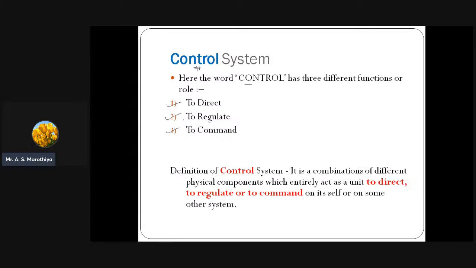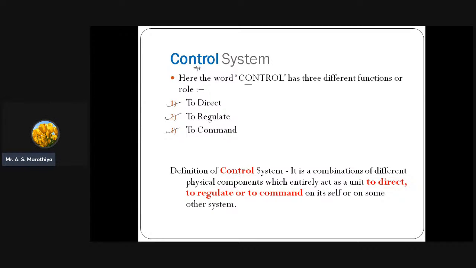So what will be the technical definition of a control system? It is nothing but a combination of different physical components, because it is ultimately a system, so it has to be a combination of different physical components which entirely act as a unit. This is the definition of a system. Then we add the flavor of control to that. Control adds three functions simultaneously: first to direct, second to regulate, and third to command. So if we design a system which is capable of providing direction, regulation, and commanding on itself or some other component of the system, then we can treat that system as a control system. This is very important.